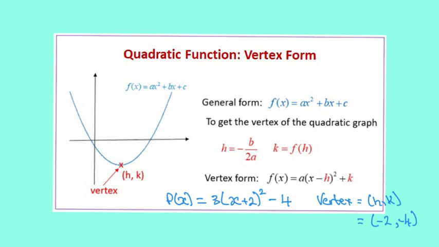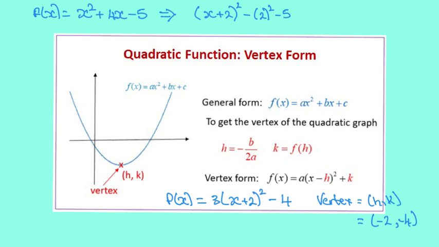To get from general form to vertex form, we need to complete the square. Therefore, if we've got the equation f of x equals x squared plus 4x minus 5, and we want to change it to vertex form, we complete the square. So we halve the coefficient of x. So we've got x plus 2 squared. We subtract the square of half of the coefficient of x. Don't forget the minus 5 in this case.